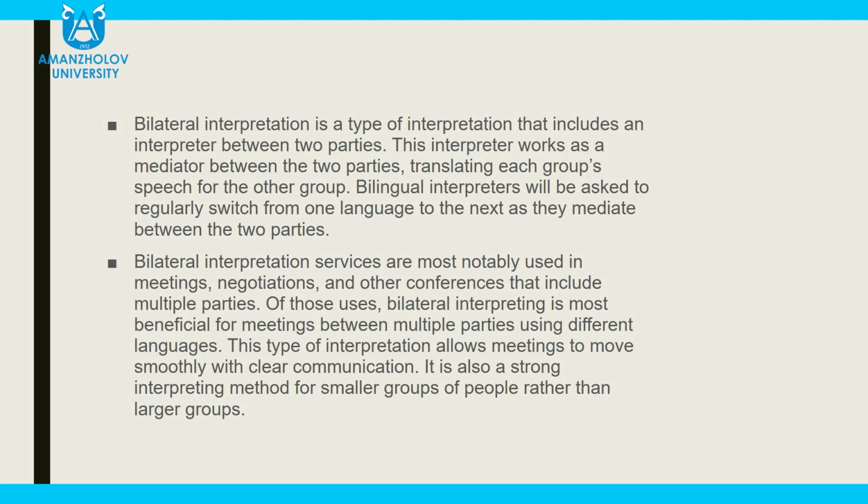Bilateral interpretation is a type of interpretation that includes an interpreter between two parties. This interpreter works as a mediator between two parties, translating each group's speech for the other group. Bilingual interpreters will be asked to regularly switch from one language to the next as they mediate between the two parties.